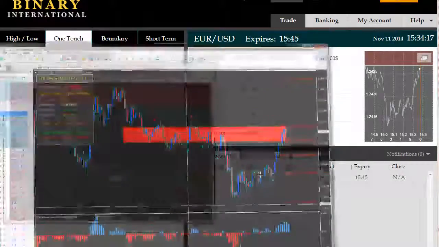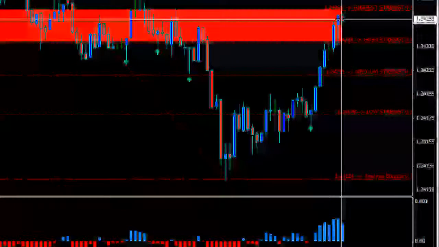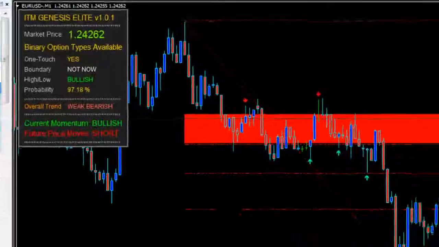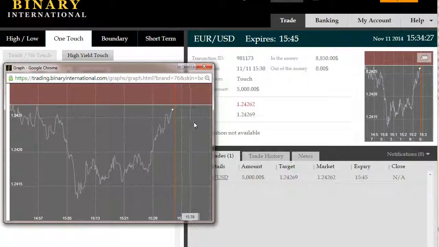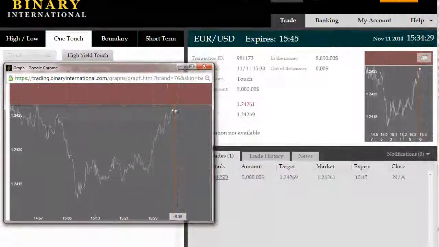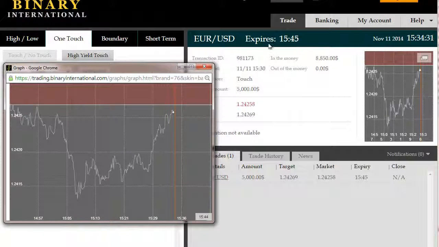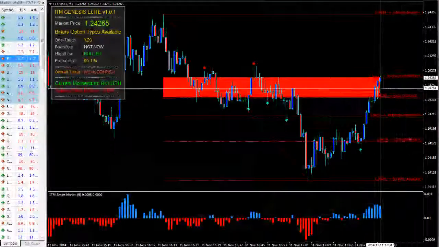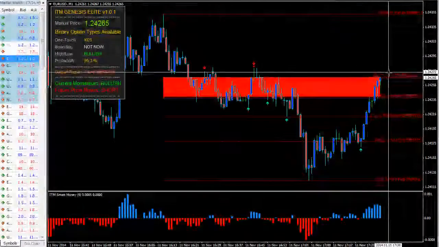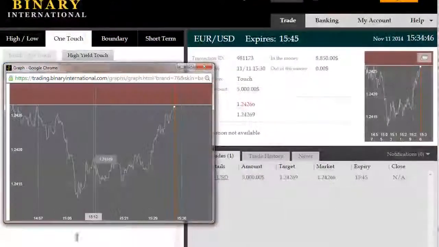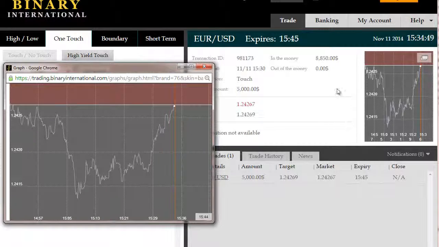This was an example of using a continuation signal shown by Genesis Elite alongside the left-hand panel telling us that we had a valid one-touch opportunity. When a signal of this nature comes up in Genesis Elite, you're looking at a very high probability event. When an arrow is pointing up on a bullish candle and Genesis Elite is telling you that you have a one-touch opportunity available or a no-touch opportunity, depending on where price is in conjunction to the levels shown on your chart, these are very high probability events that have a very high win rate naturally as a result.